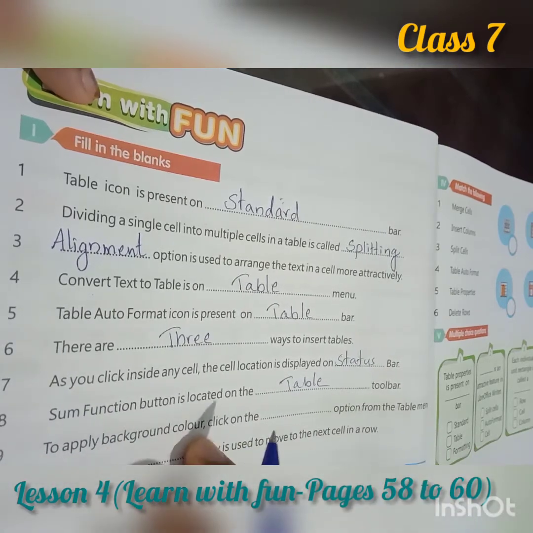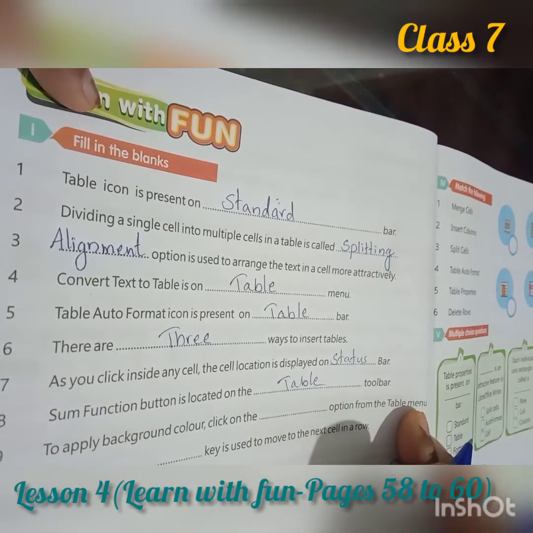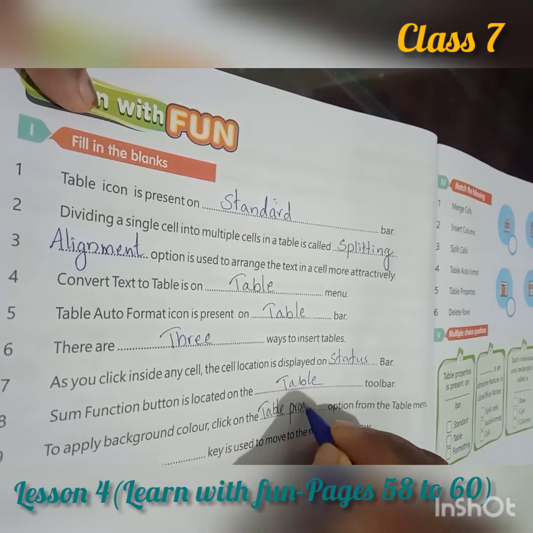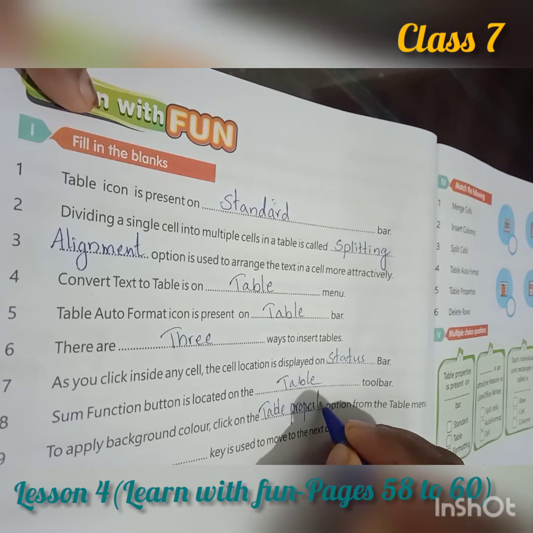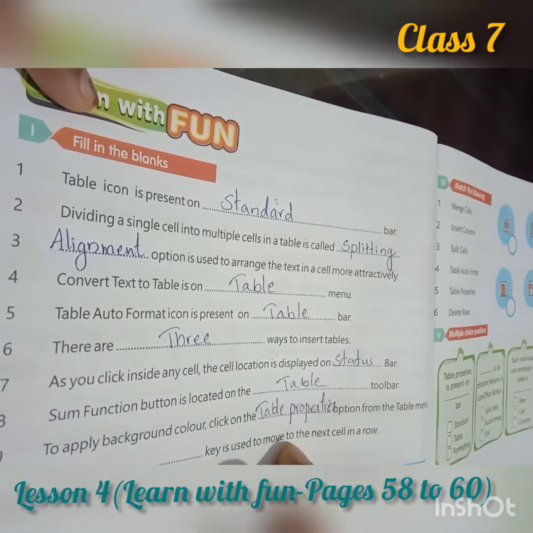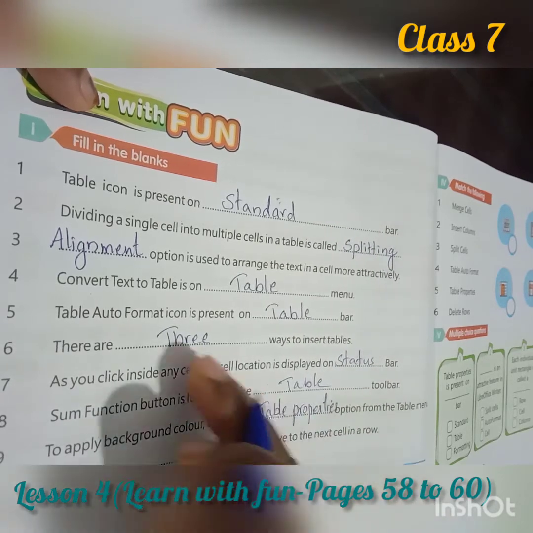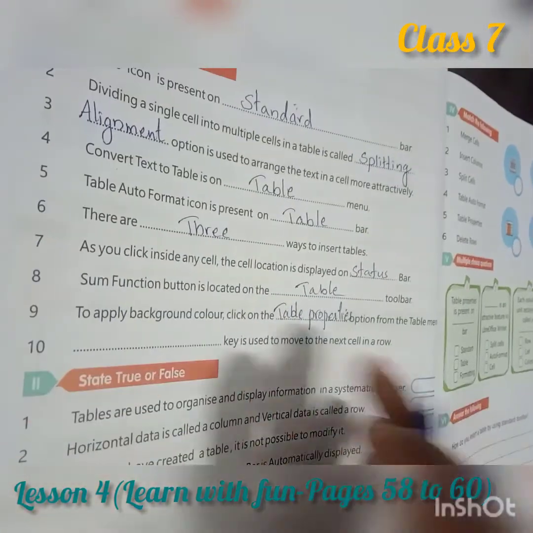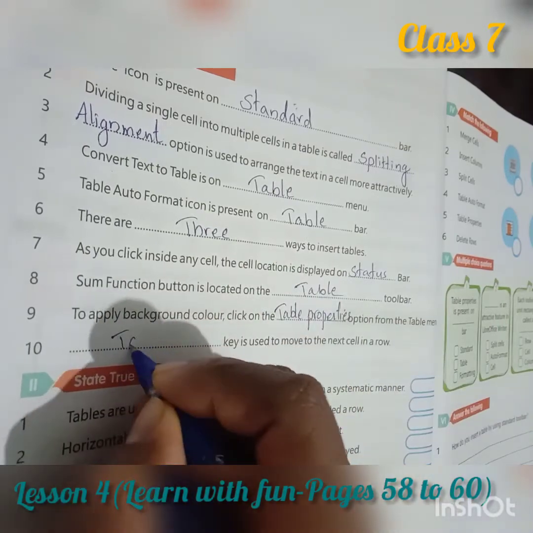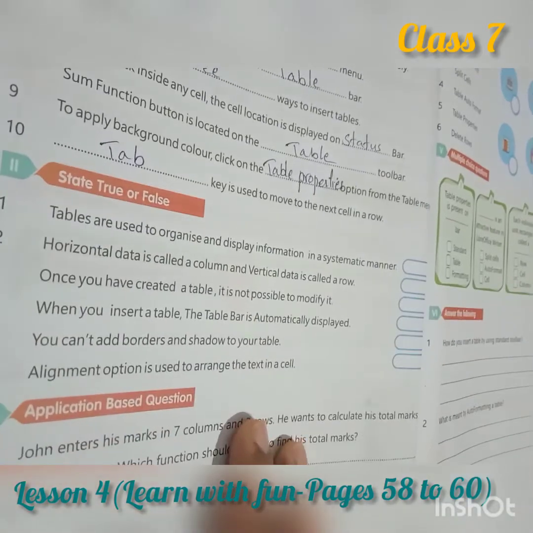To apply background color, click on the dash option from the table menu. Table properties. Dash key is used to move to the next cell in a row. In a row, if you want to move to the next cell, what do we do? Not enter. Okay, it is tab. Tab. Okay. Next one, true or false.